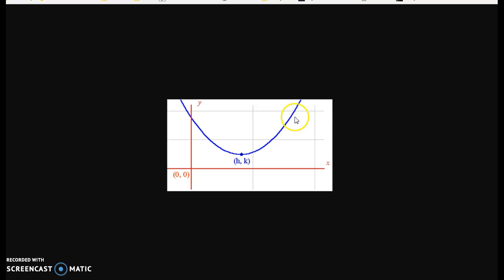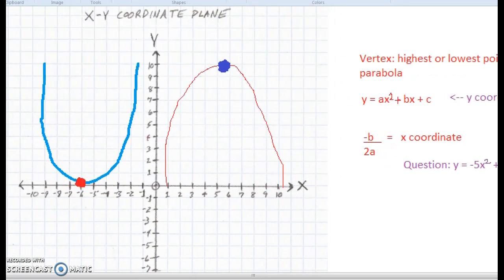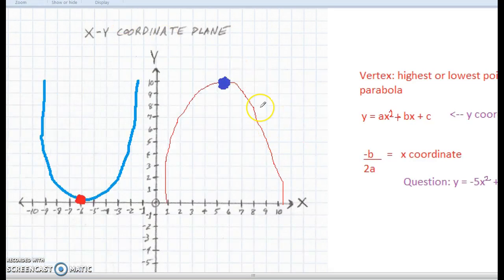It's sort of a bell shape, and it can open toward the top or toward the bottom. Depending on which way it opens, either the lowest or the highest point is going to be the vertex of the parabola. So it depends on how your parabola is put together as to whether the vertex is going to be the highest point or the lowest point. Either way, the vertex is one or the other.